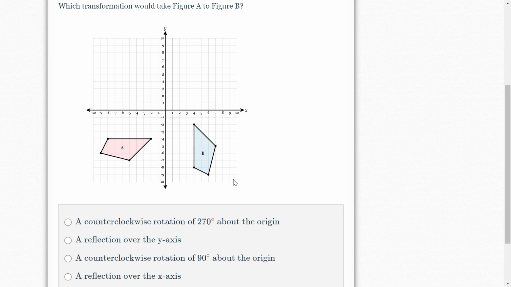Now, rotations are the trickiest ones to do, so we're not going to ask you to do any, but I do need you guys to actually be able to recognize when a rotation has happened and how much of a rotation has happened. So let's look at this problem from DeltaMath.